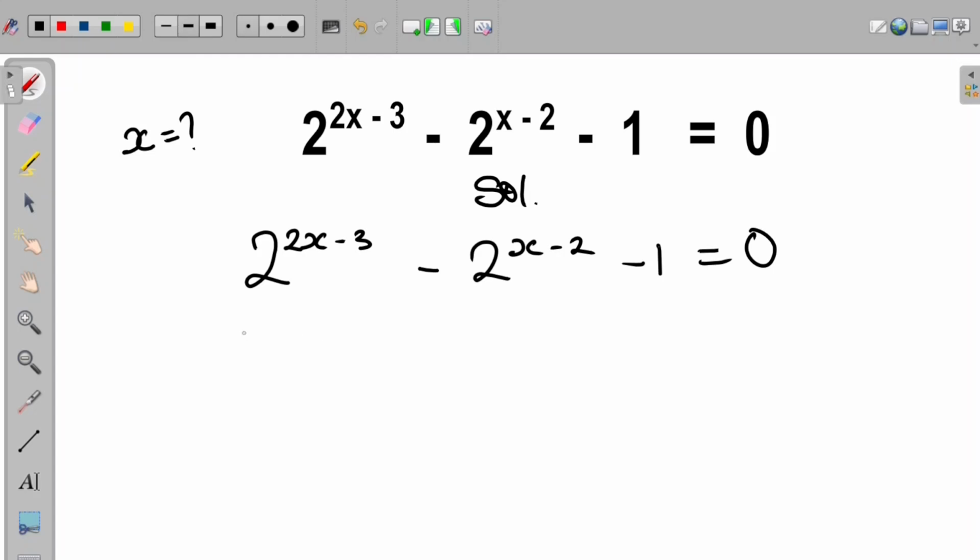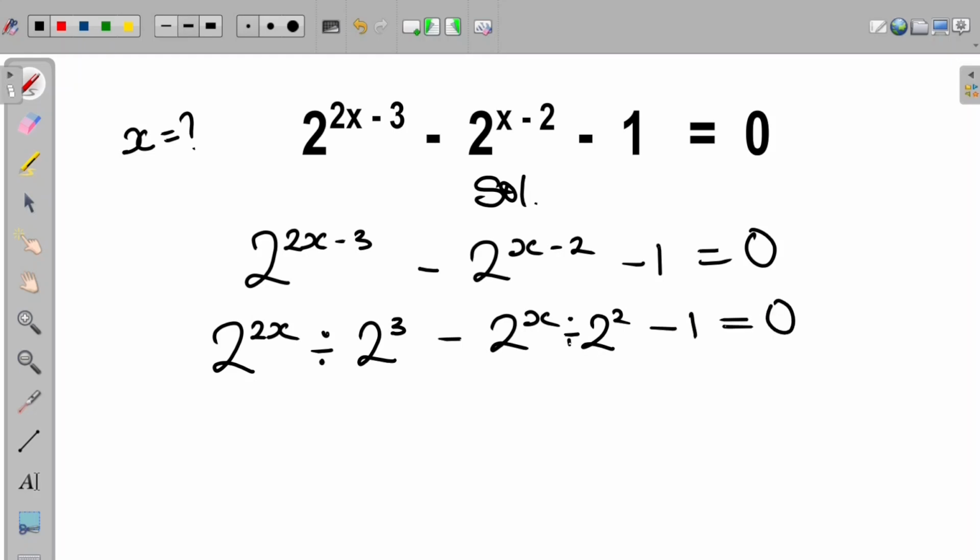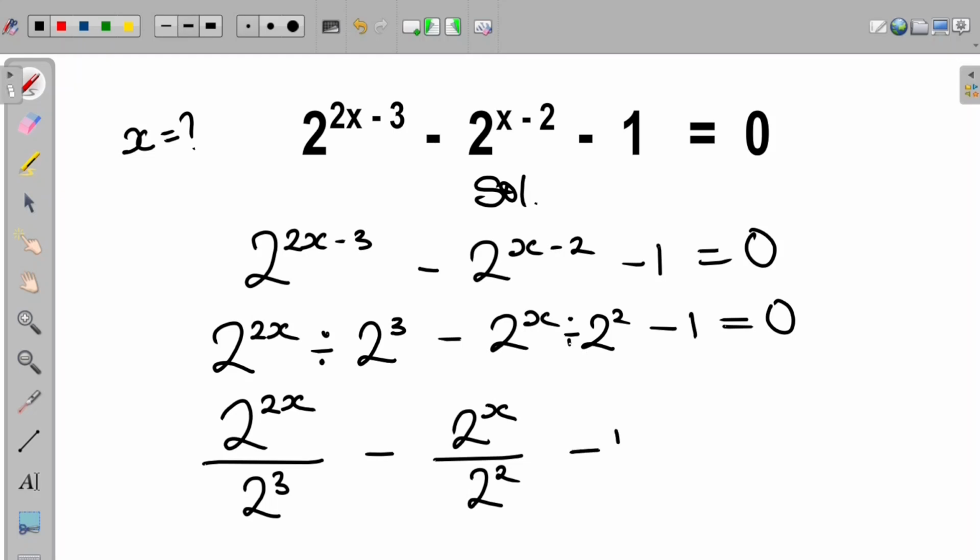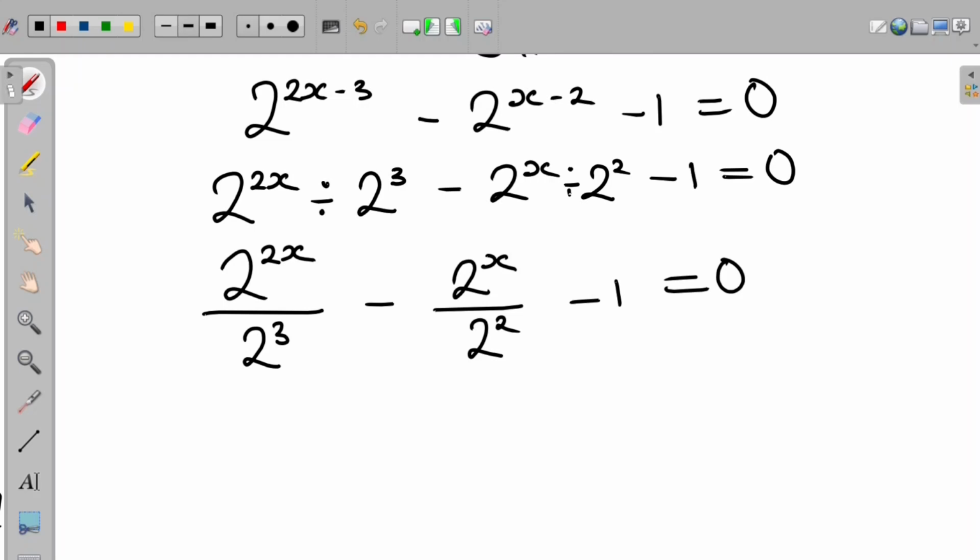Now this can be expressed as 2 to the power of 2x divided by 2 to the power of 3, minus 2 to the power of x divided by 2 to the power of 2, minus 1 equal to 0. Now at this point we can simplify the denominators.